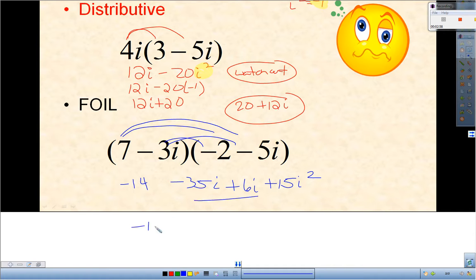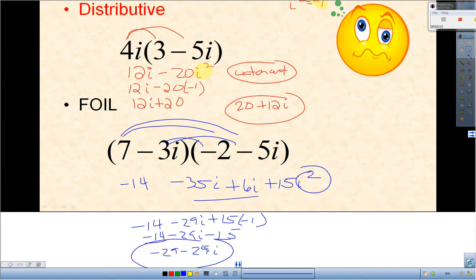Look for your like terms, and there are two, so that's going to give me negative 29i. And then remember, i squared is negative 1, so that's going to give me negative 14 minus 29i minus 15. Look for the like terms again, and that gives me my final answer of negative 29 minus 29i. And that's it for today's lesson. All right.